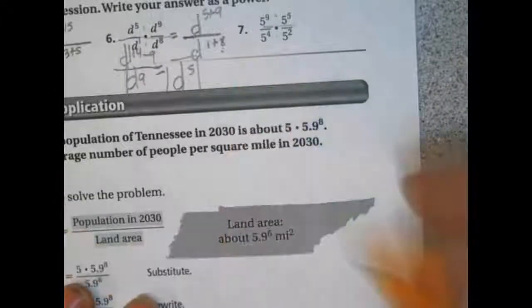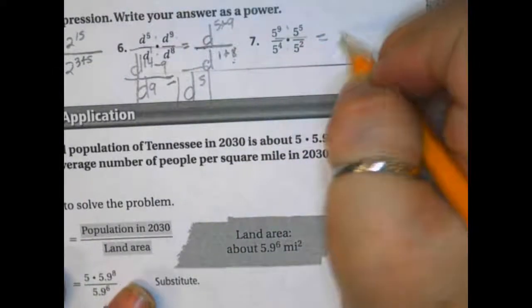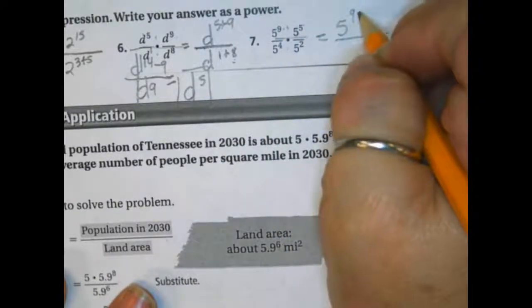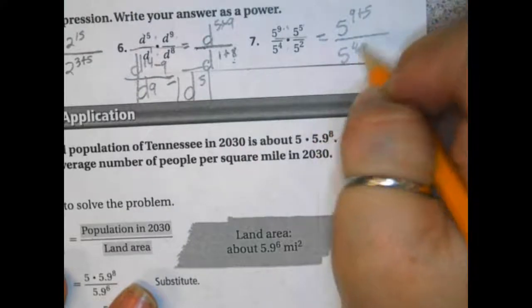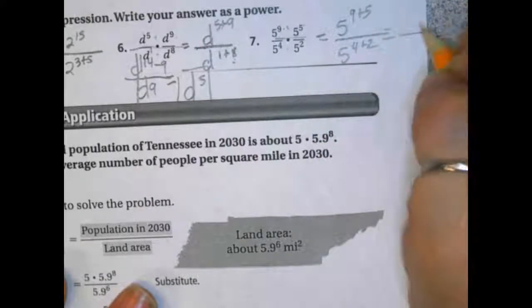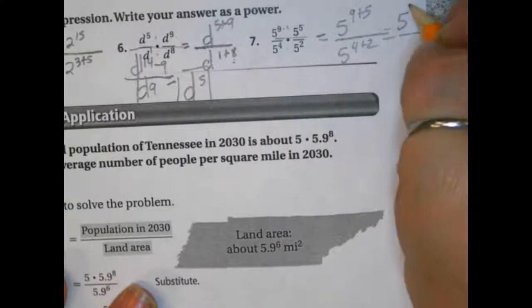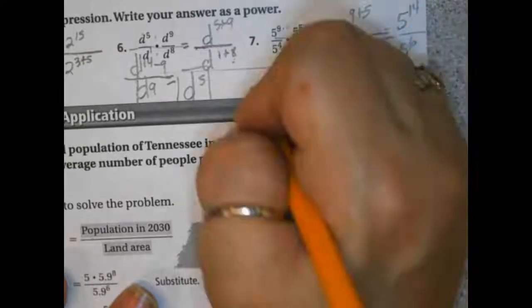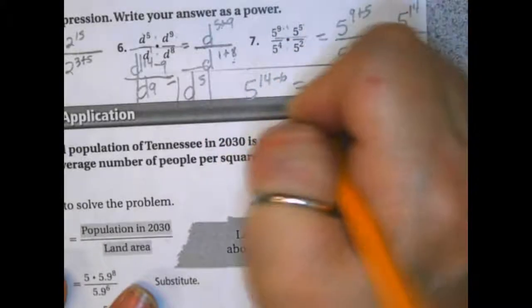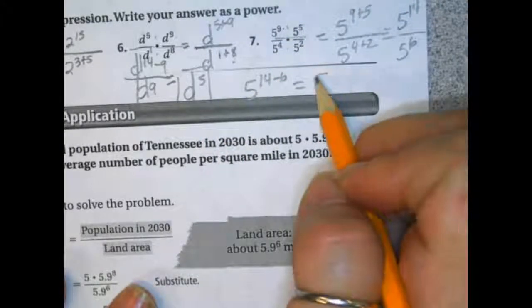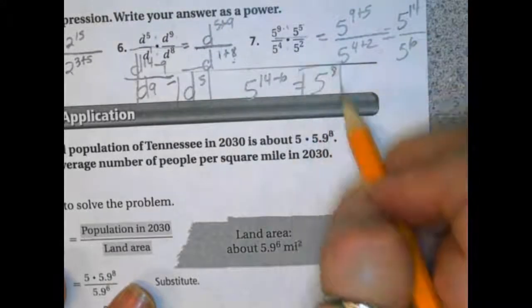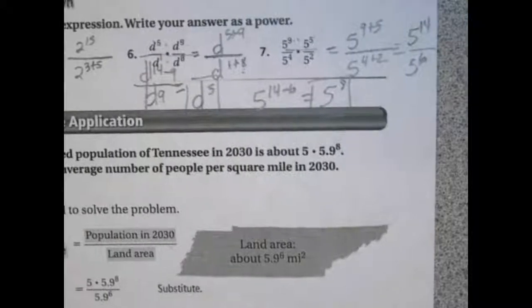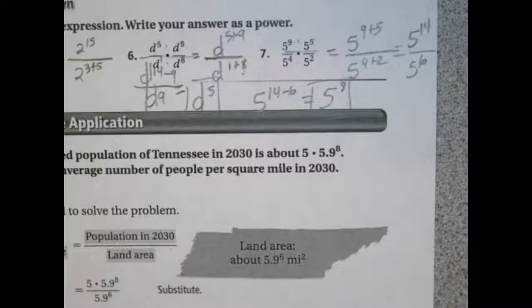Same thing applies over here. This becomes a fraction. 5 to the 9 plus 5, 5 to the 4 plus 2, right? Which gives me 5 to the what? 14? Yeah. Over 5 to the 6, right? Then I get a 5 to the 14 minus 6. And my answer is? Yes? Any questions, comments, concerns? Should be relatively simple.